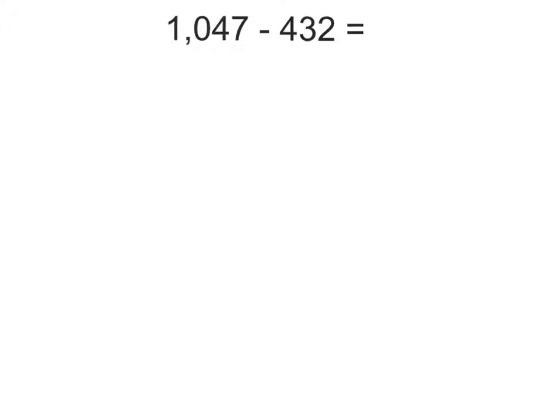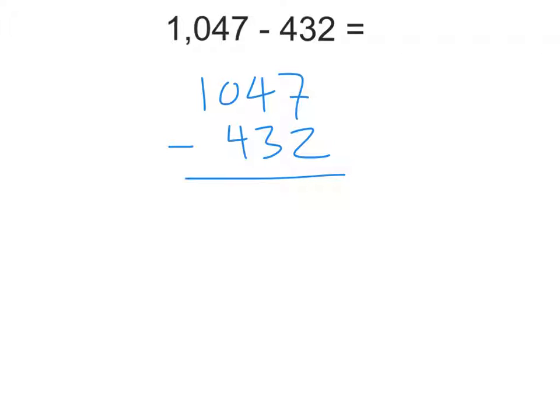For subtraction, we also want to line up our place values. You definitely have to start with the first number on top, 1047, and we're going to subtract 432, and I'm lining up our place values. 7 minus 2, starting on the right, is 5. 4 minus 3 is 1.